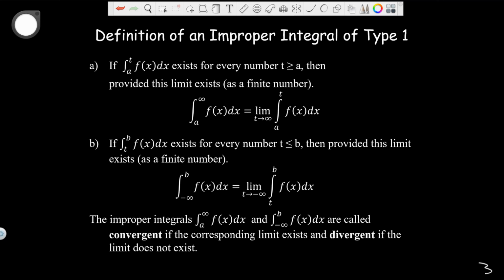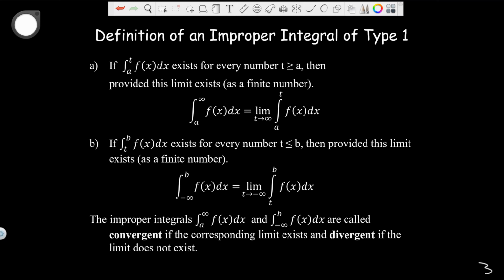If the integral from a to t of f of x dx exists for every number t greater than a, then provided this limit exists as a finite number, the integral from a to infinity of f of x dx is equal to the limit as t goes to infinity of the integral from a to t of f of x dx. Replacing infinity with t and then constructing a limit and letting t go to infinity.